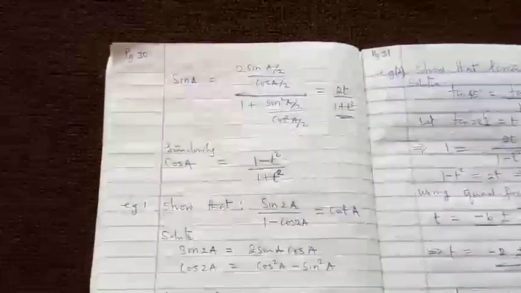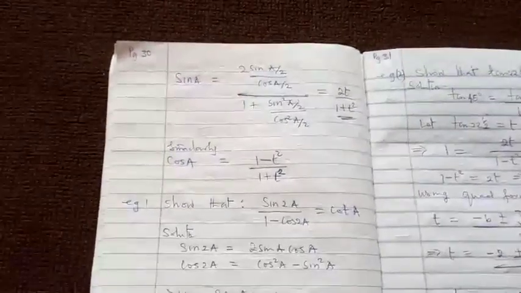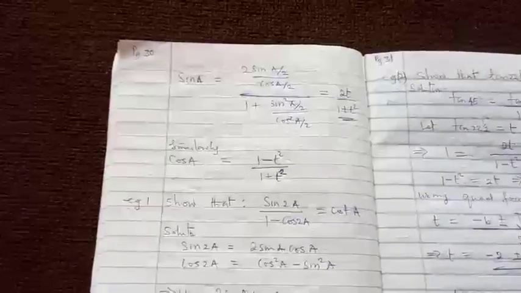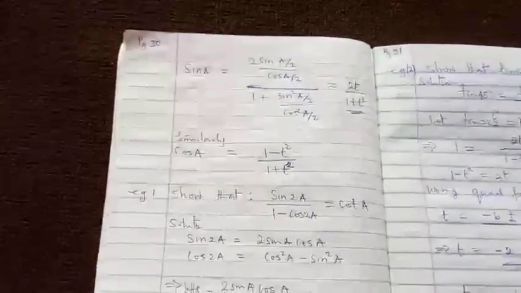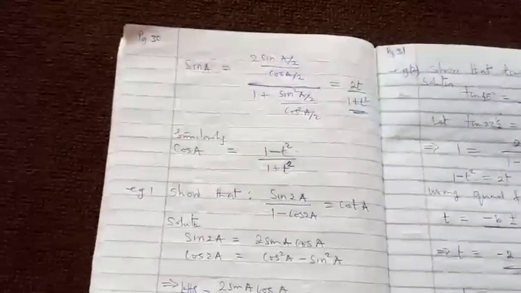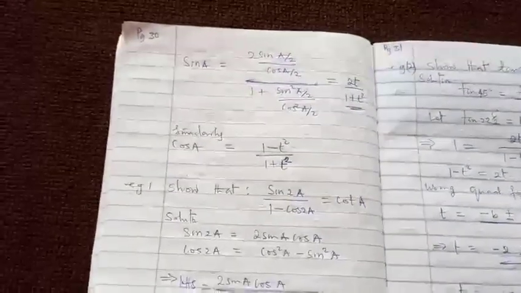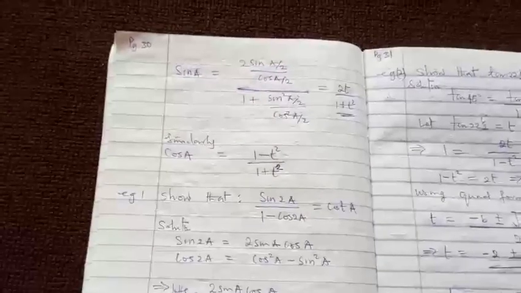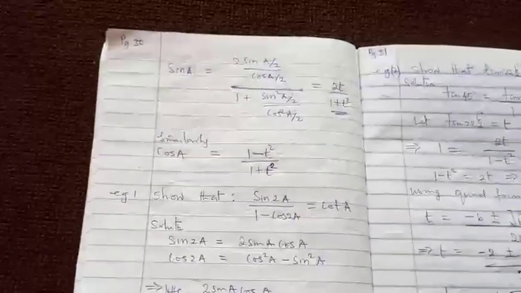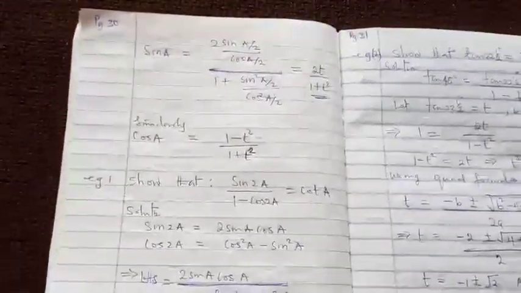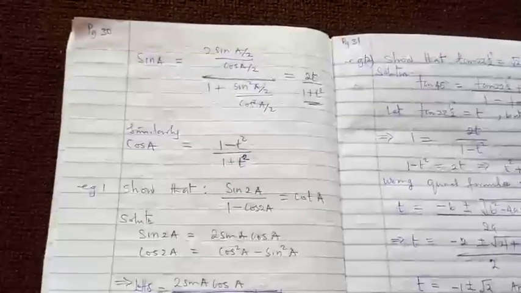On the next page, we have sin A to give 2 sin A over 2 cos A over 2 over 1 plus sin square A over 2 over cos square A over 2, and sin A over 2 by cos A over 2 is tan. So 2 tan A over 2 divided by 1 plus tan square A over 2. And of course, we say tan A over 2 is t. So we have 2t over 1 plus t squared. Similarly for cos A, we have 1 minus t squared over 1 plus t squared.